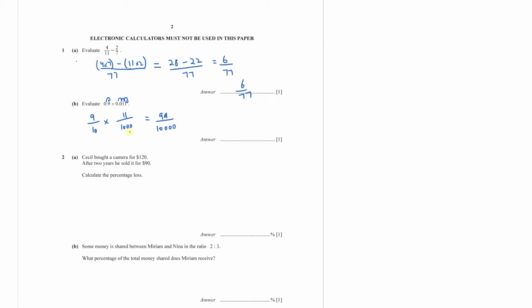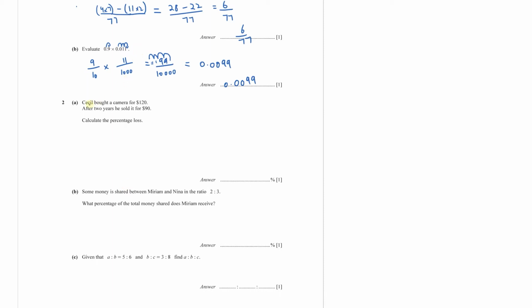So there are 4 zeros in the denominator, 10,000. So I have to move the decimal 4 places to the left. So 1, 2, and then I have to add 3, 4. So 2 zeros will be added here, here, and here. So this becomes equal to 0.0099. So this will be your final answer.